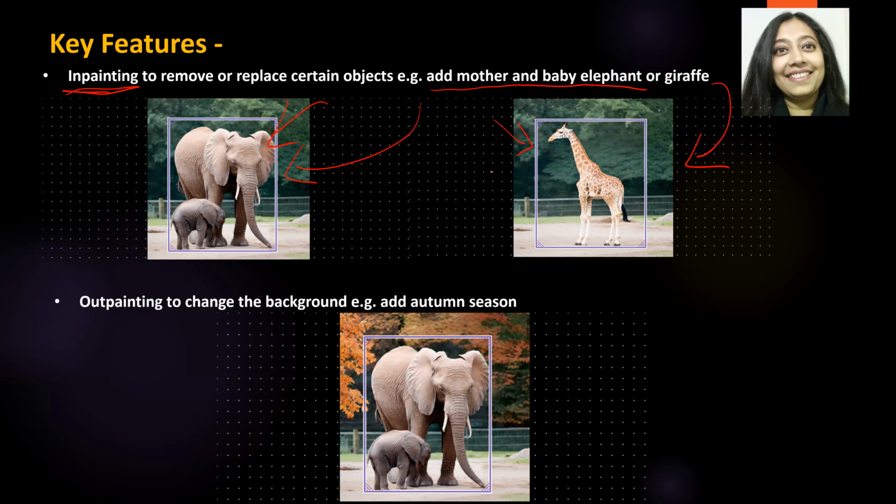That means it can keep the background of the image the same, but change the subject or the in-painting of that particular image. Similarly, it can make out-painting changes as well. So in the previous images, if you see over here, the trees are green in color.